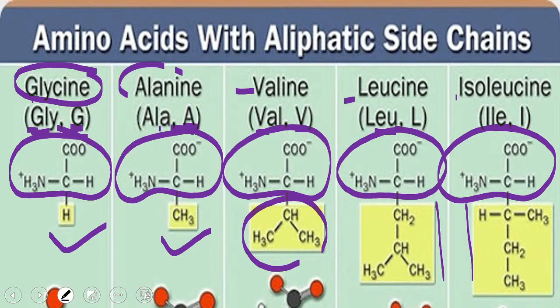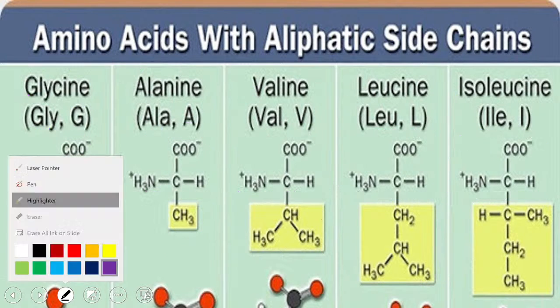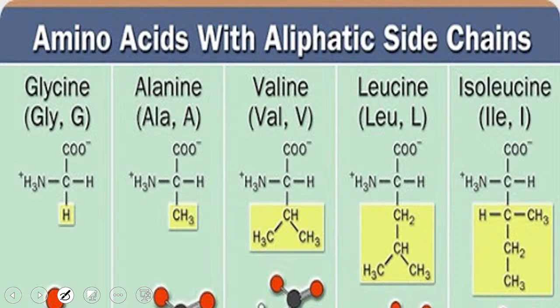So these are different types of aliphatic chain. Here we don't have any aromatic ring. Only aliphatic chains are there. Only simple structures are there. So these 5 amino acids we are having contain aliphatic R group.